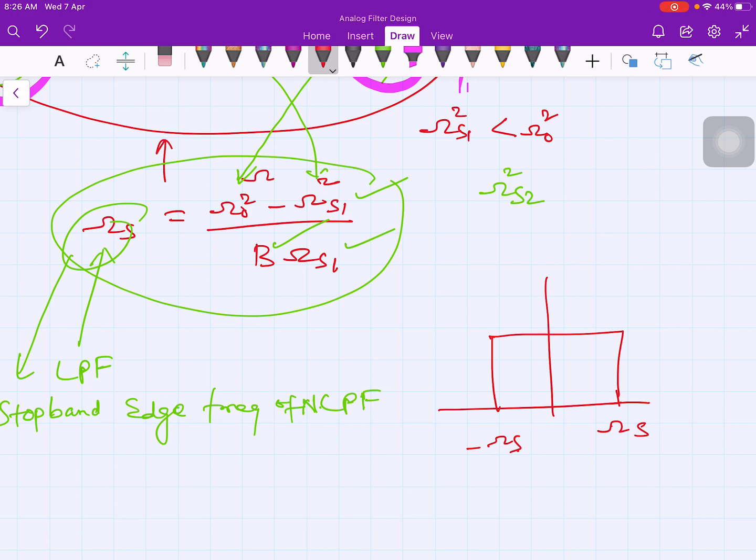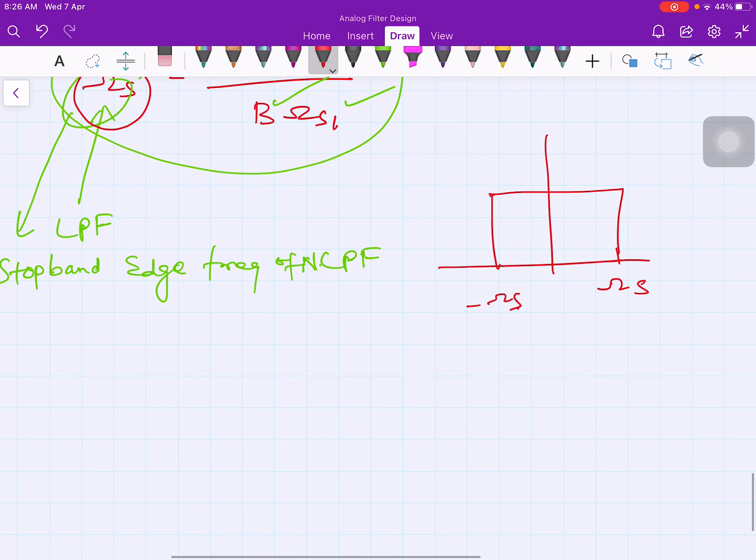So I just wanted the positive, so that's why I have taken this omega s1. This is slightly confusing, okay, don't get confused. Let me write down one more time. Capital S is equal to a squared plus omega naught squared divided by j times b s.